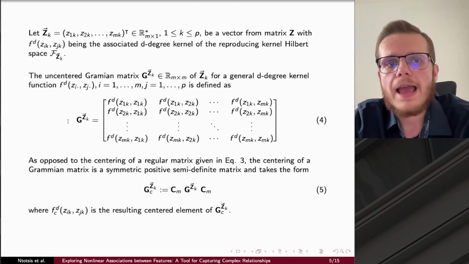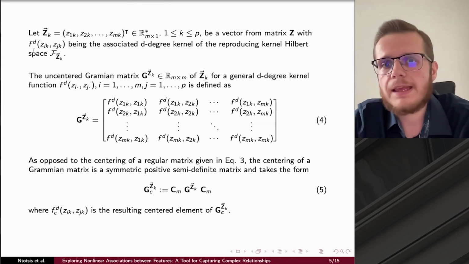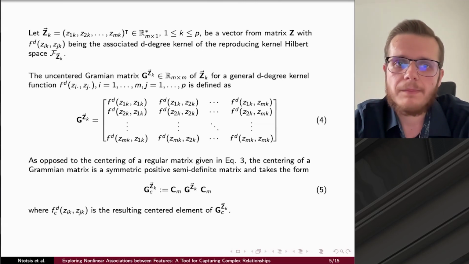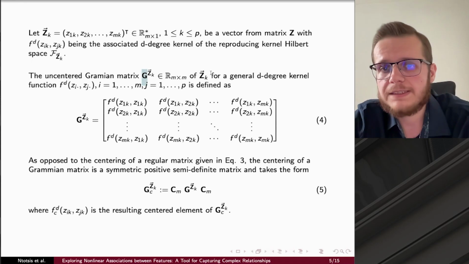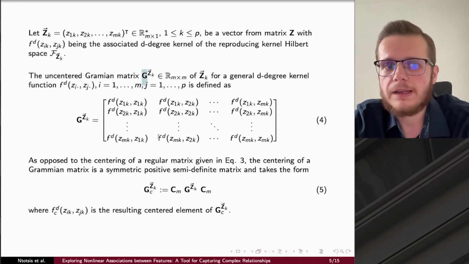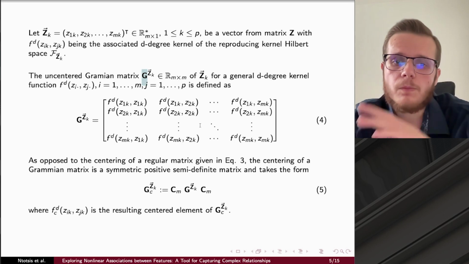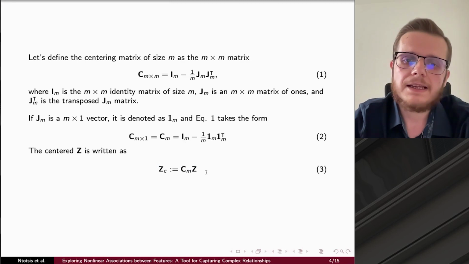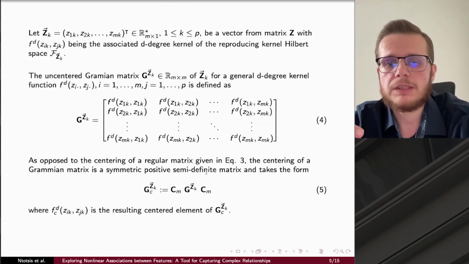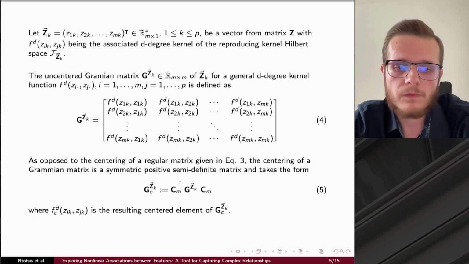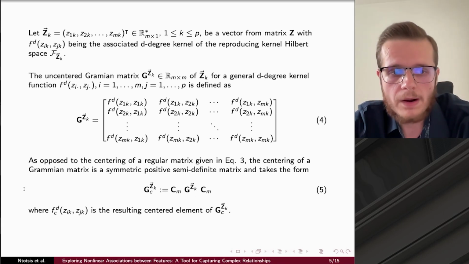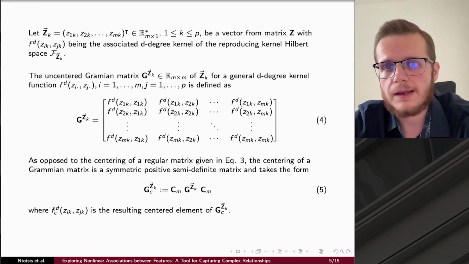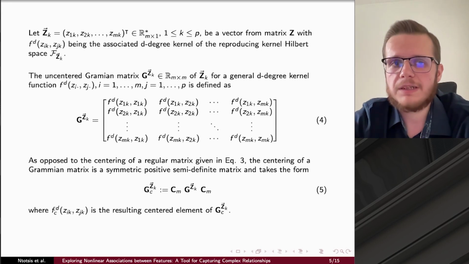Now, if F_d is the associated degree kernel of the reproducing kernel Hilbert space F, then the uncentered Gramian matrix G of the Zk variable is given in equation number 4. As opposed to the centering of a regular matrix, as we have here in equation number 3, the centering of a Gramian matrix is a symmetric positive semi-definite matrix with the form of equation number 5, where F_c is the resulting centered associated degree kernel of the reproducing kernel Hilbert space F.